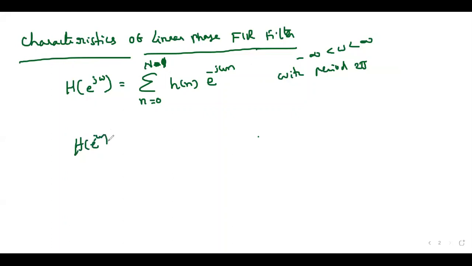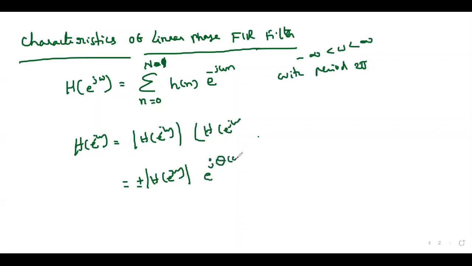So h of e power j omega can be written as mod of h of e power j omega at an angle of h of e power j omega. This angle can be written as mod of h of e power j omega. Of course, this may be plus or minus, but whenever you want to take the magnitude, that will be positive only. So in reverse, it may be positive or negative. And this angle can be written as e power j theta of omega. Here theta of omega is the phase angle.